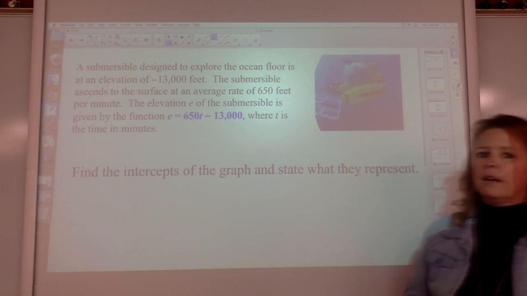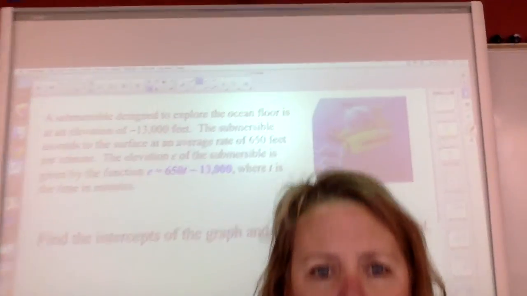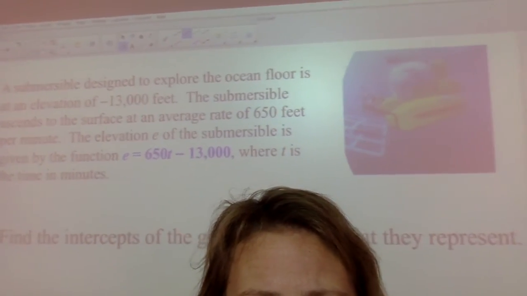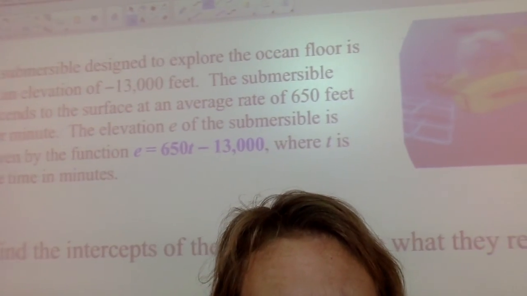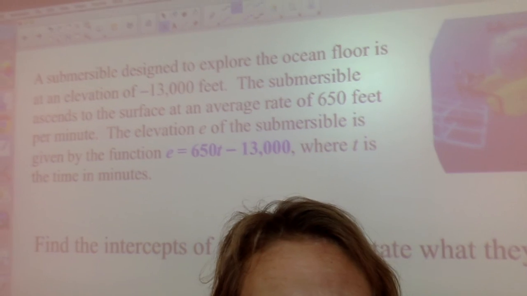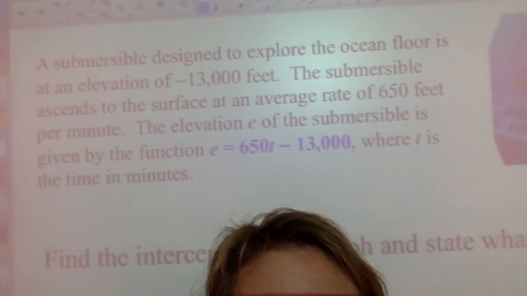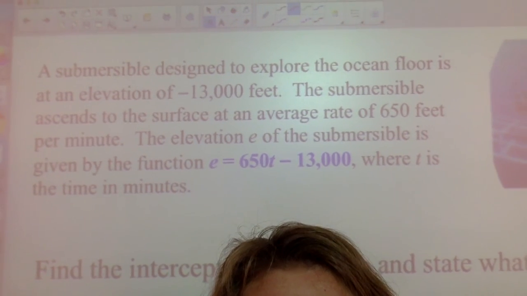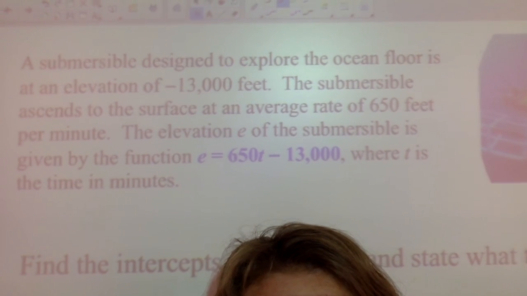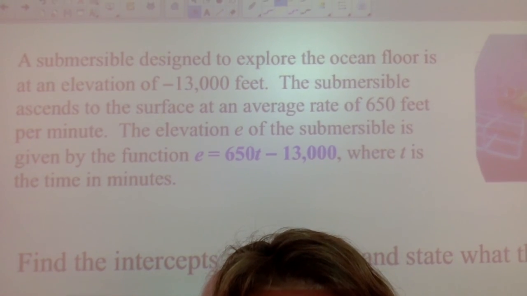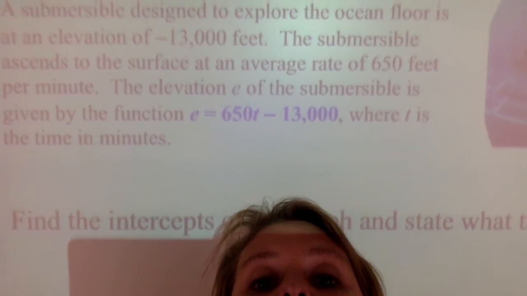Real life. Here it is. A submersible, can you read that? It looks kind of blurry. A submersible designed to explore the ocean floor is at an elevation of 13,000 feet. Let me see if I can get it better in there. That's still hard to read. The submersible ascends to the surface at an average rate of 650 feet per minute. There we go. The elevation E of the submersible is given by the function E equals 650t minus 13,000, where t is the time in minutes. That's a lot of words.